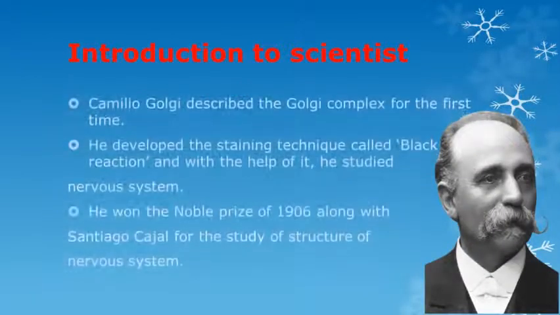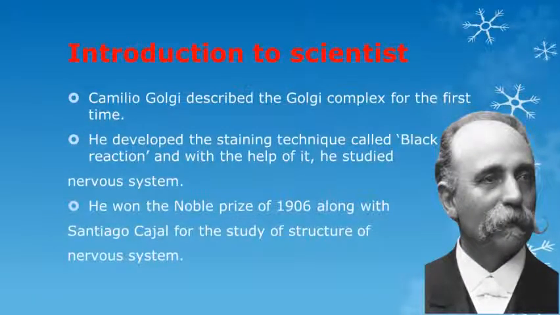Introduction to the scientist. So Camillo Golgi described the Golgi complex for the first time. He developed the staining technique called black reaction, and with the help of it he studied the nervous system. He won the Nobel Prize of 1906 along with Santiago Cajal for the study of the structure of the nervous system.